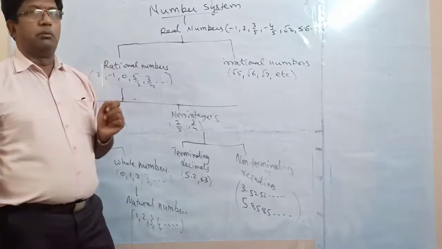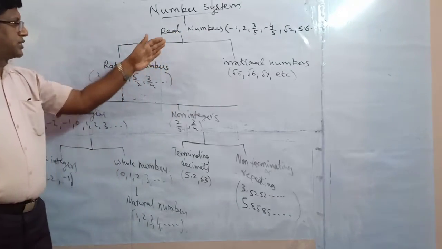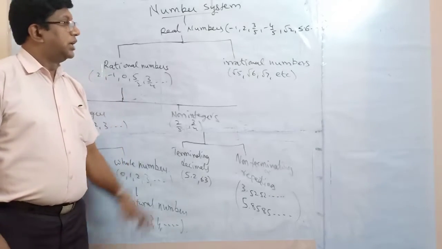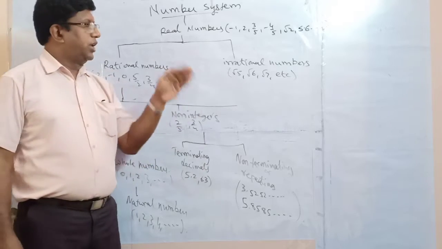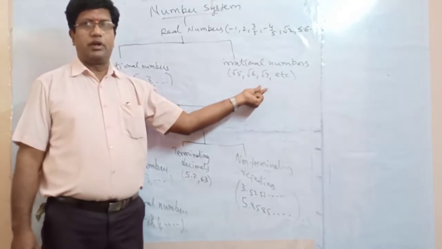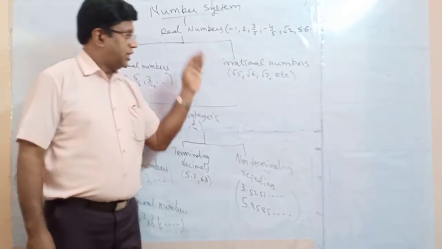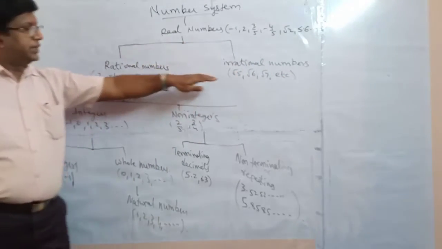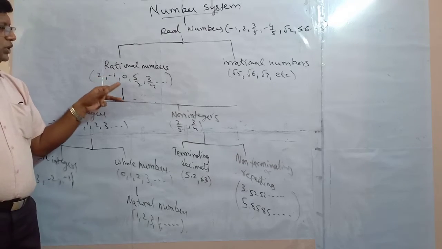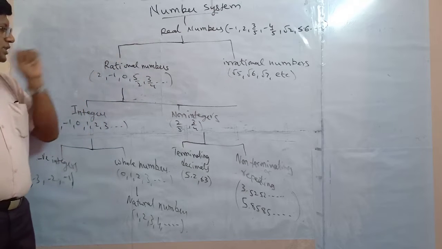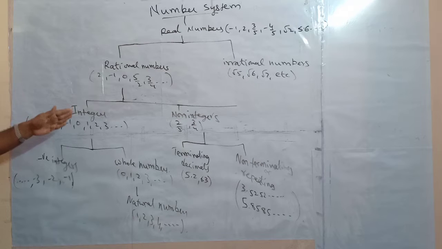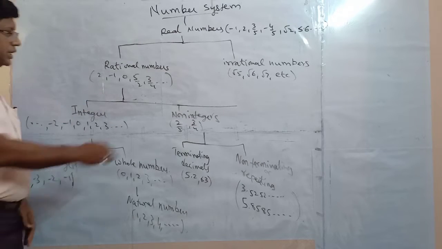So, real numbers can again be categorized as rational numbers and irrational numbers. In irrational numbers, we have numbers like root 5, root 6, root 7, etc. Whereas other than these, whatever comes here, like 2, minus 1, 0, 5 or 2, etc., comes under rational numbers. Now, these rational numbers can again be categorized as integers and non-integers.